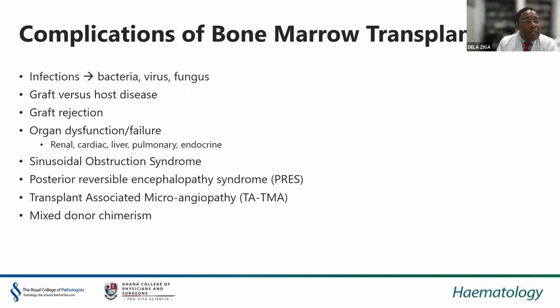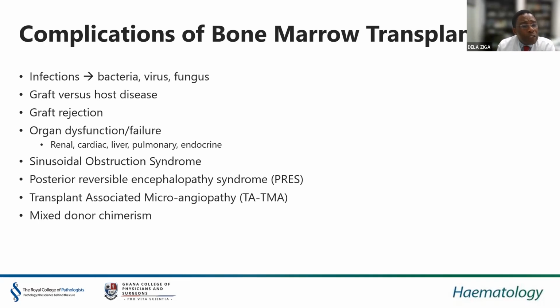Complications of bone marrow transplants ought to be really looked at before you proceed on a transplant, and a lot of preparation has to be put in place to manage these complications or prevent them. Infections are common after transplant because the patients are immunocompromised. Graft-versus-host disease is an entity where the donor cells attack the recipient tissue. The patient can actually reject the graft entirely, and that's graft rejection.